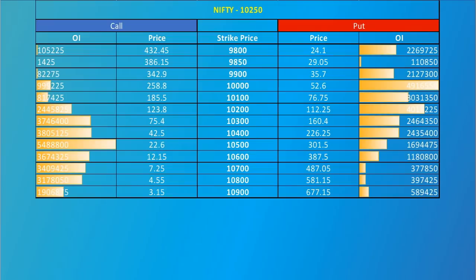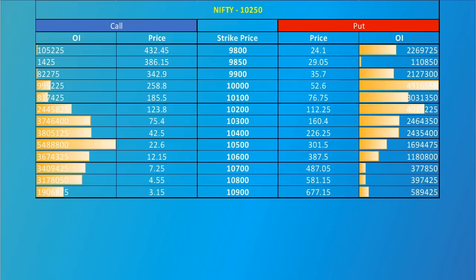A 10,500 call option can make money for the buyer if anybody sees the price go above 10,500. I see many people say that 10,500 carries a lot of open interest, which means the price is expected to go above that price. Not necessarily.